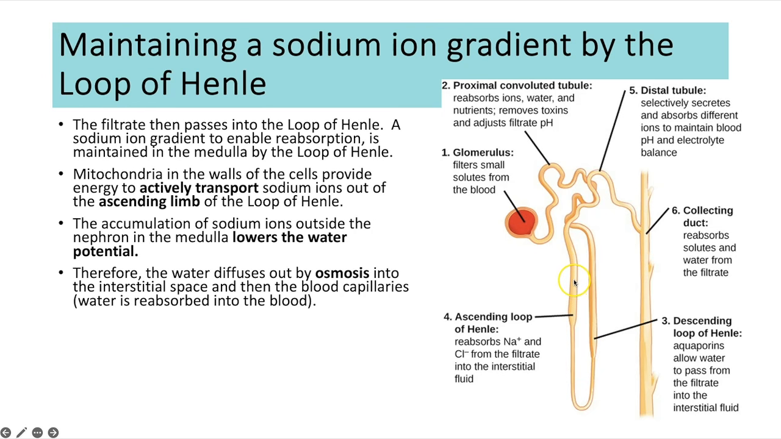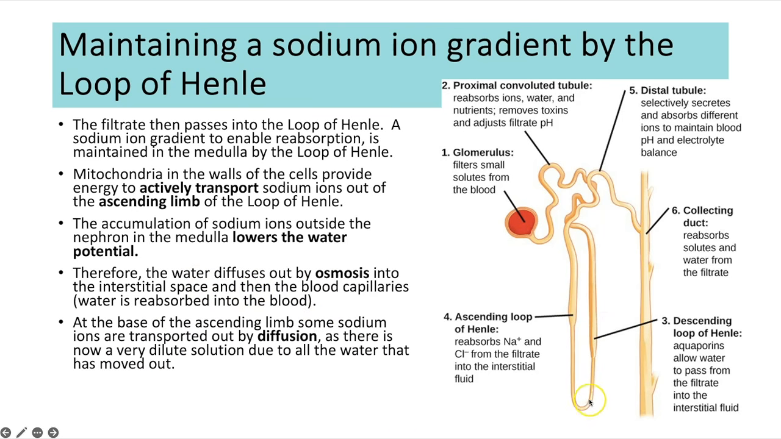And the reason the water isn't moving out of the ascending limb is that the ascending limb has much thicker walls which are impermeable to water. So water can only move out of the descending limb, and it moves out by osmosis because of that more negative water potential. And once it moves out of the descending limb, it will then move into the blood capillaries, and that's why we say it's reabsorbed, it's going back into the blood. At the base of the ascending limb, some sodium ions are transported out by facilitated diffusion, as there's now a very dilute solution there because of all the water that is also moving out by osmosis.